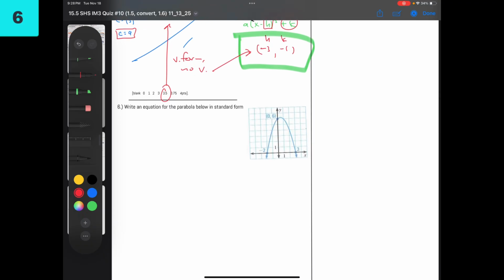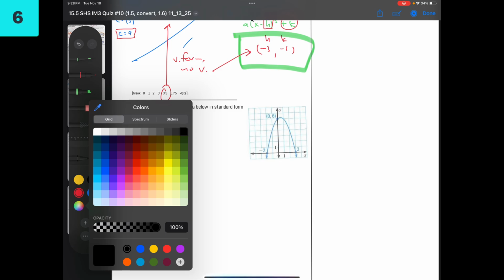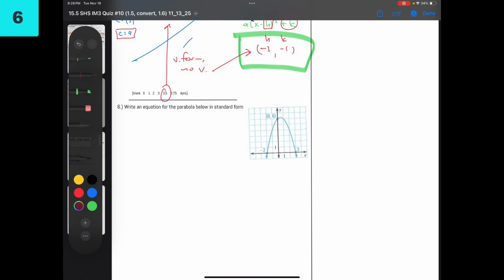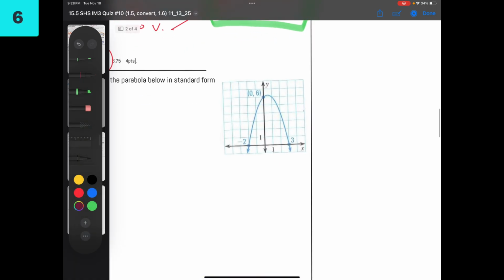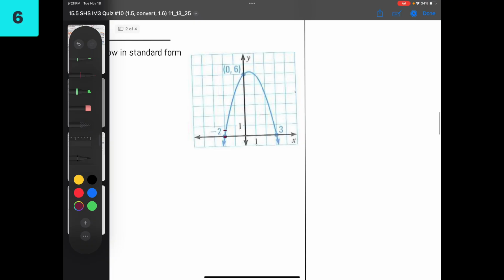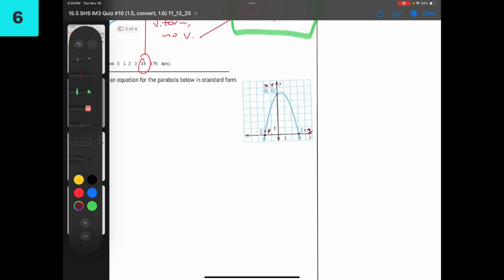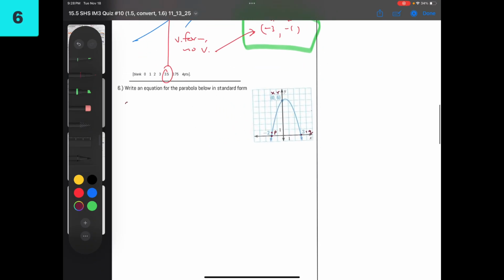Number 6, write the equation of parabola given in standard form. So a couple things I notice is these are my P's and that's my Q. This is just an ordered pair, and it's also the y-intercept, but more importantly it's an x and a y. So this is great. I saw some students just write this out. Okay, partial credit if you just write it out. So that is factored form.